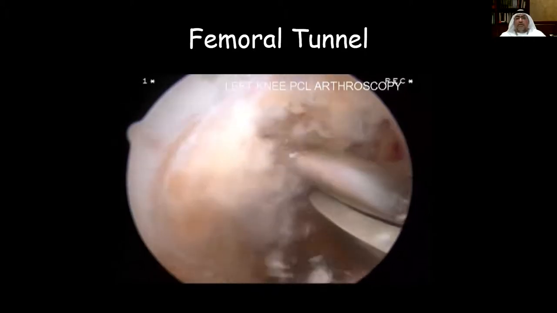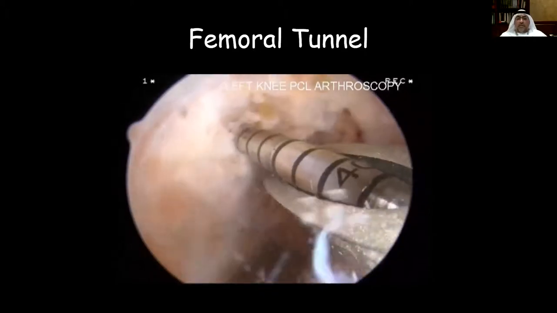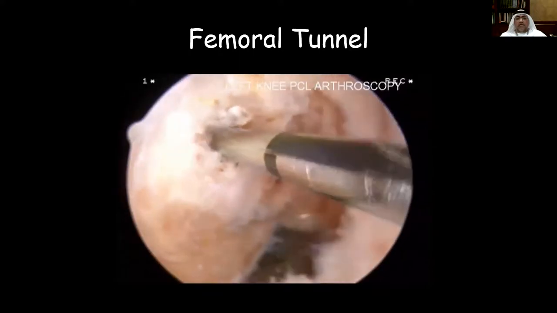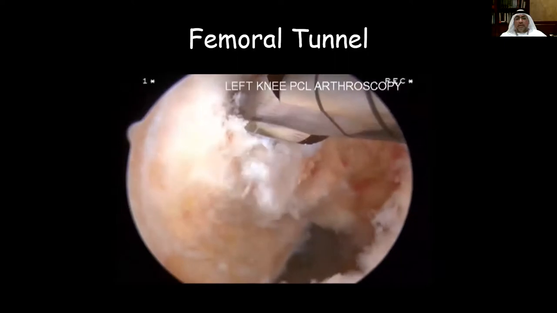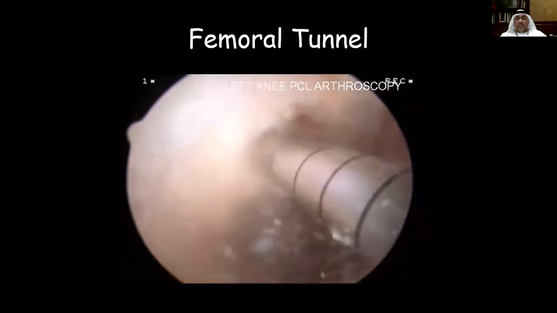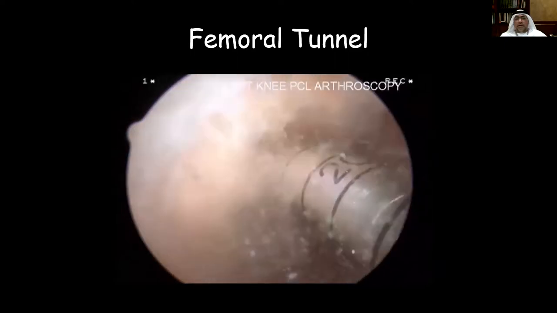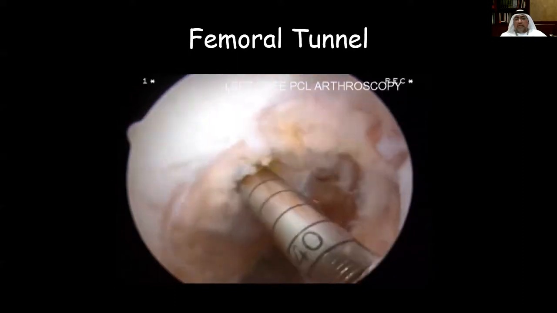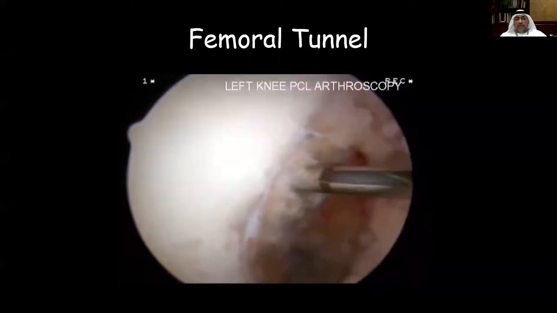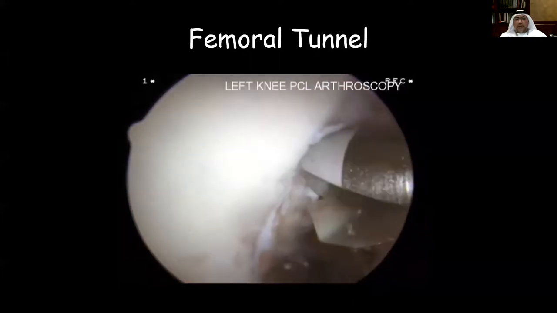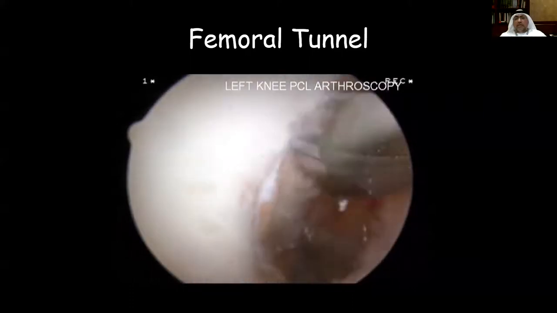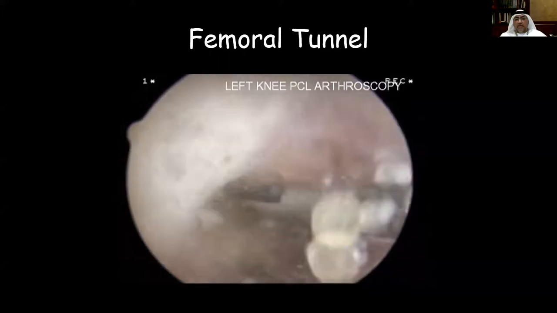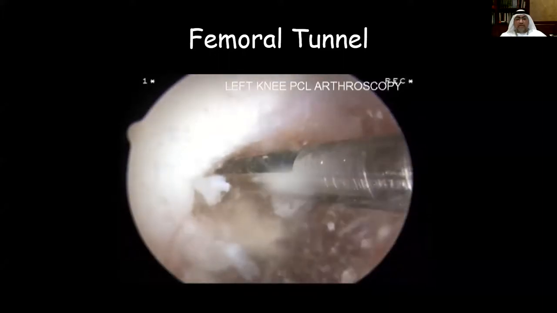So this is the tunnel I do freehand. You get your patient at 90 degrees, 5 millimeter from the superior margin and 8 millimeter from the anterior margin. And I drill my footprint area, which we marked before. It depends on the size of the graft. My graft here was 10 millimeter. And you don't worry about shaving a little bit of the edge here. This is not the articulating part of the cartilage. You need to clean all this bony debris.